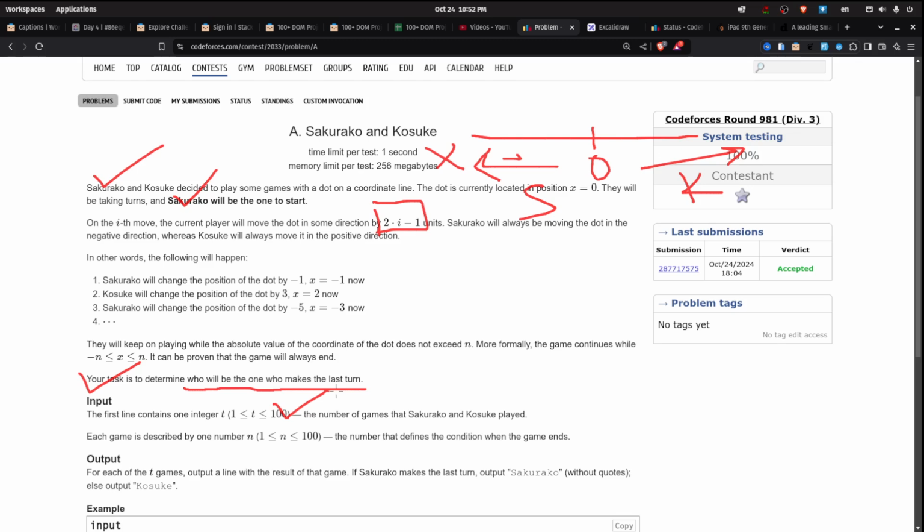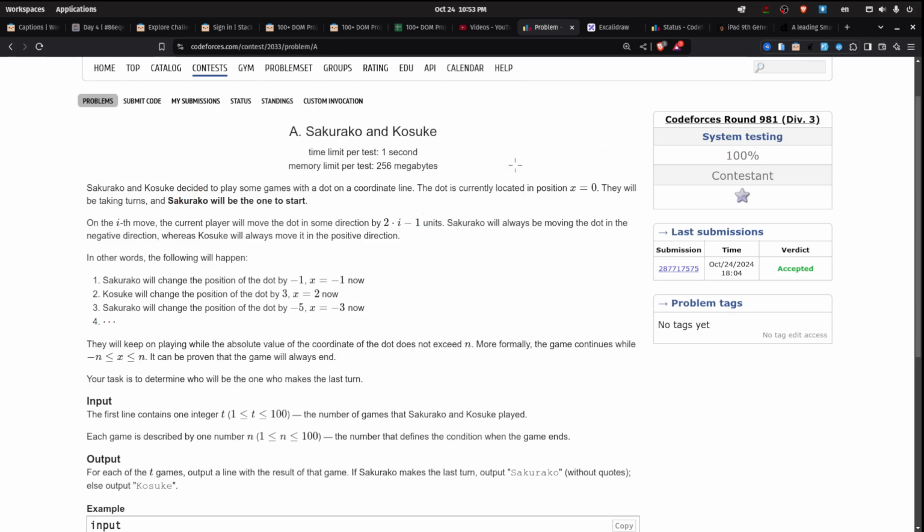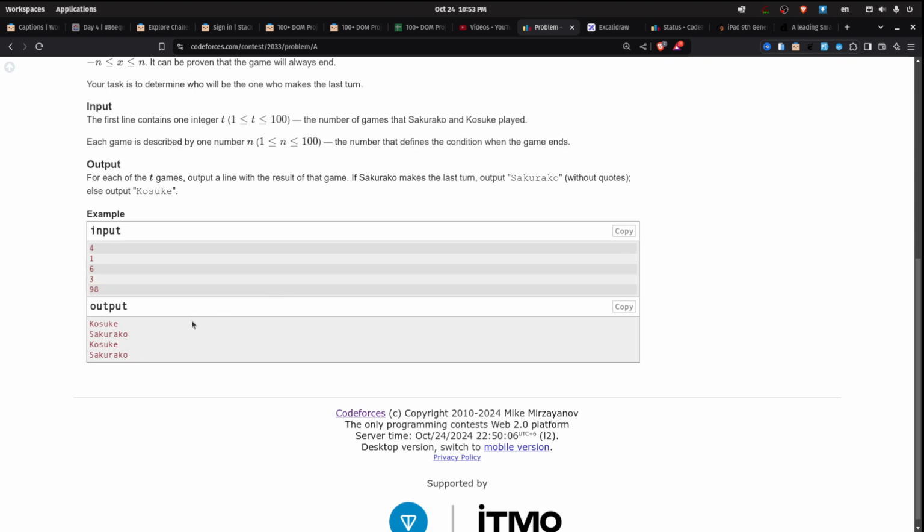Now how can I decide it? As it says, they will keep on playing while the absolute value of the coordinate of the dot does not exceed n. Let's jump into the test cases. Here, for example, I take test case 3.